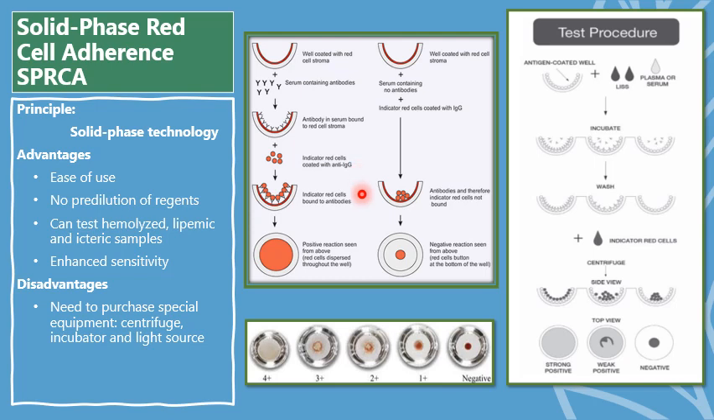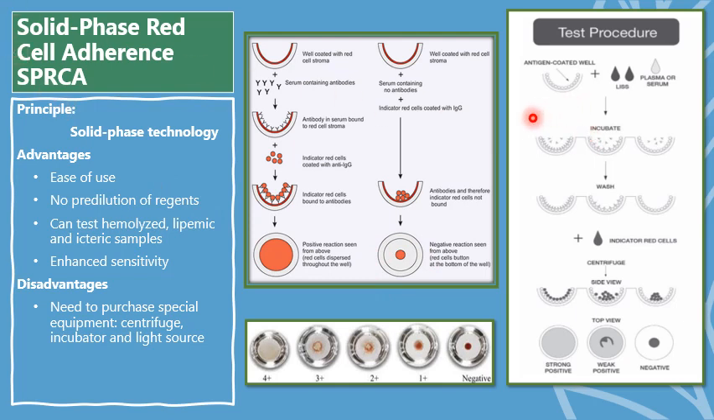Then during centrifugation, the indicator red blood cells are forced to close contact with IgG antibodies from the serum or plasma that are bound to the target antigen. So this is called the sandwich technique. If there are no antibodies, the indicator cells will form a clear button at the center of the microwell.